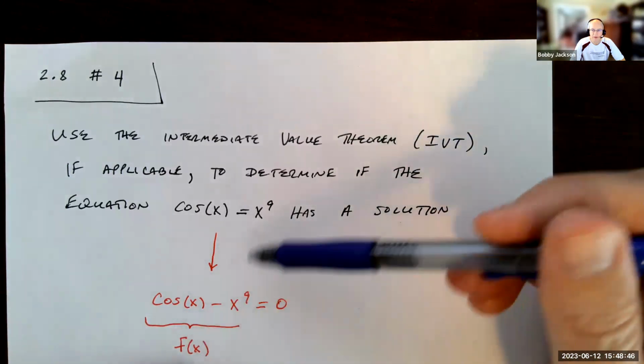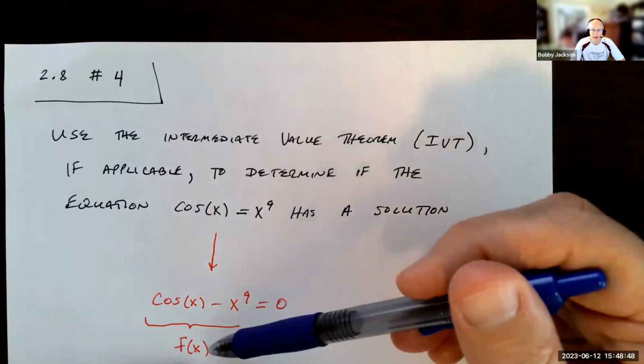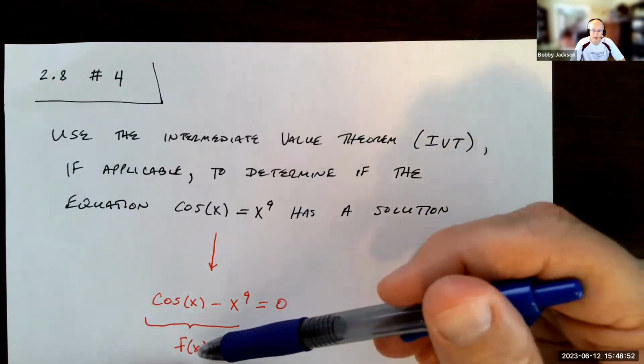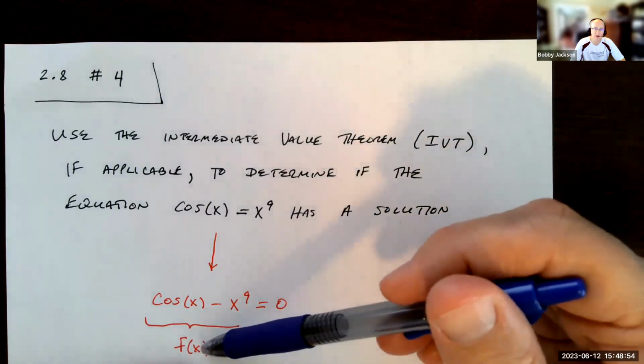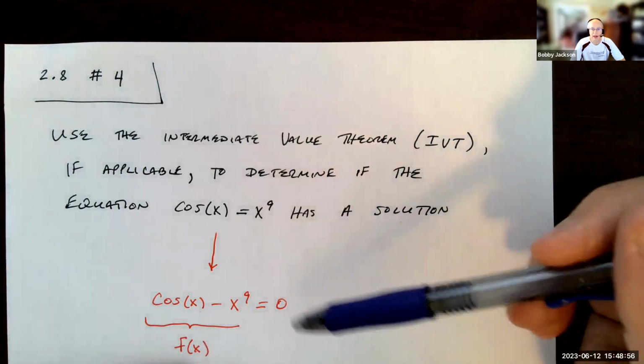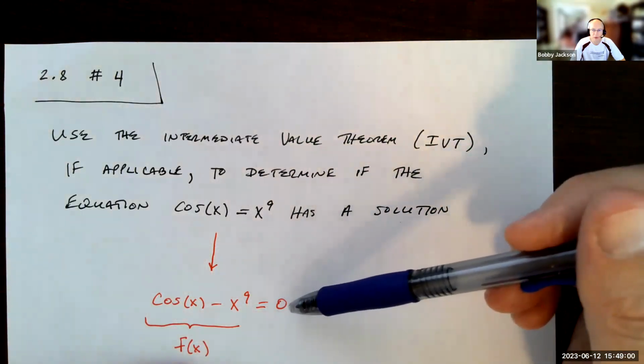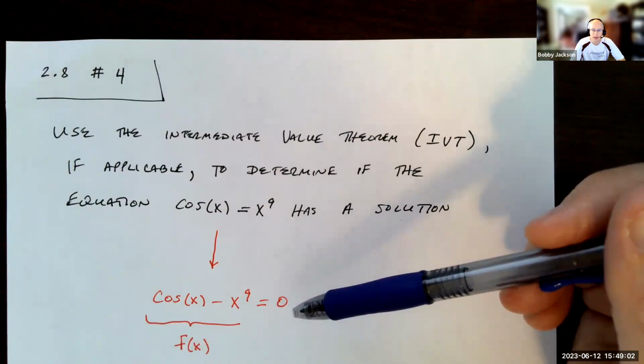Now, the intermediate value theorem says, basically, I'm looking for two values of x that I can plug into this function that give me one positive and one negative number. If that's the case, I know at some point it's going to be equal to 0. And it's pretty easy to do.